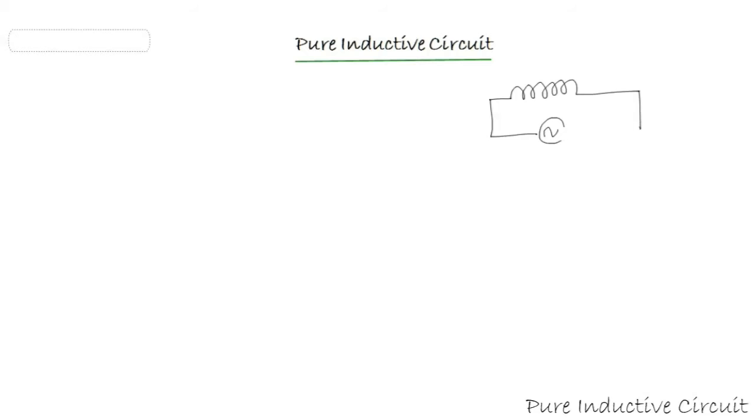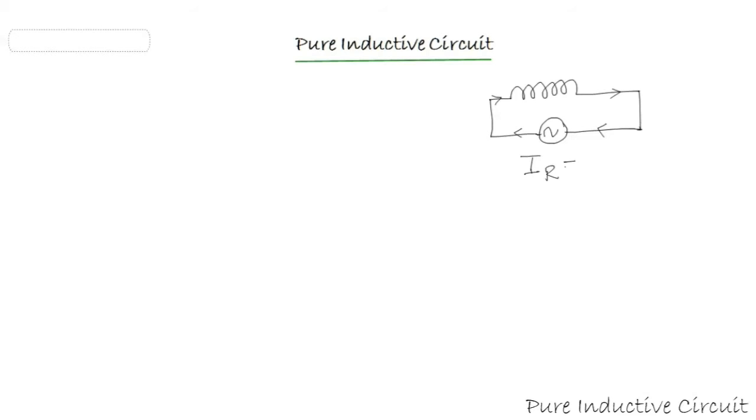Now let's see the pure inductive circuit. In the case of a pure inductive circuit, we will have only an inductor across the AC source, or rather an AC source across the inductor. So let's draw the inductive circuit. An inductor will be there and one AC source across it. Current will flow and something will happen. We'll see what will happen.